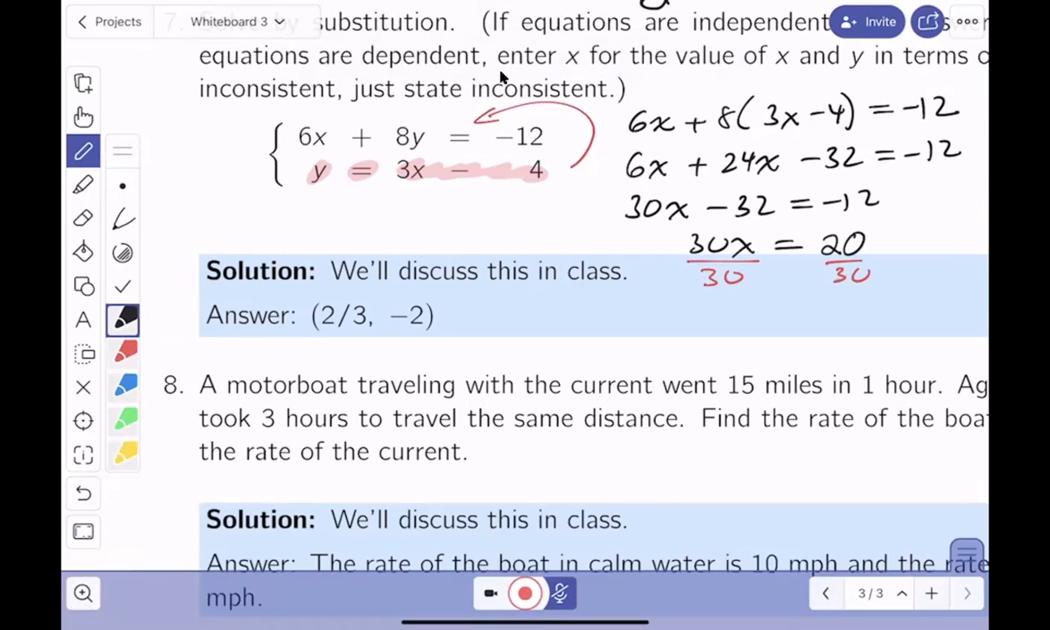I think it looks pretty nasty, right? X equals 2/3. Someone says, I don't like a fraction. I don't think you should give me fractions. Fractions are going to pop up on occasion, right? So my understanding, if X is 2/3, how would I get Y?